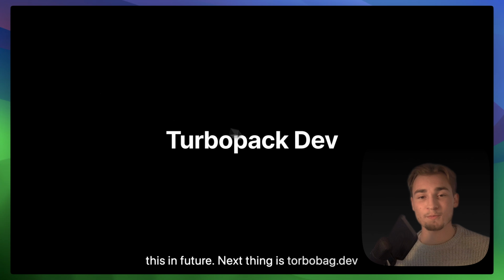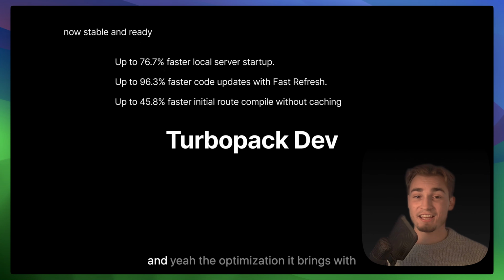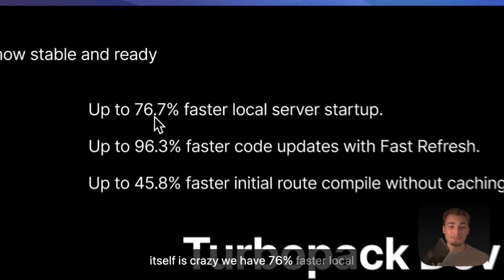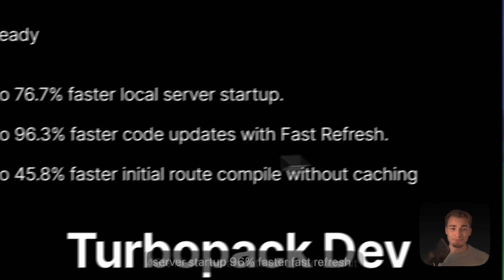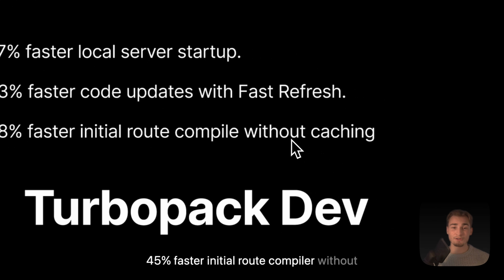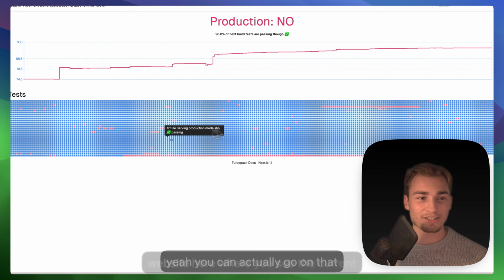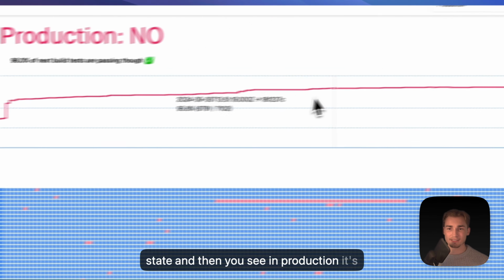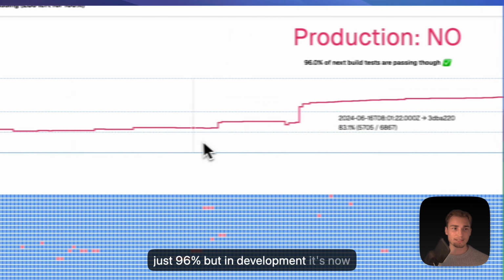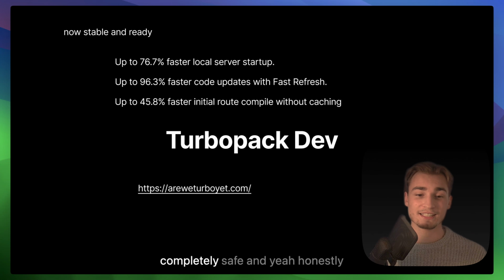The next thing is Turbopack, and oh man, that's a lot, but it's now stable and ready. The optimizations it brings with it are crazy. We have 76% faster local server startup, 96% faster refresh, 45% faster initial route compile without caching, so many optimizations. And you can go on that website here where you see the current state, and you see that in production it's just 96%, but in development it's now 100%, and we can use it in development completely safe.